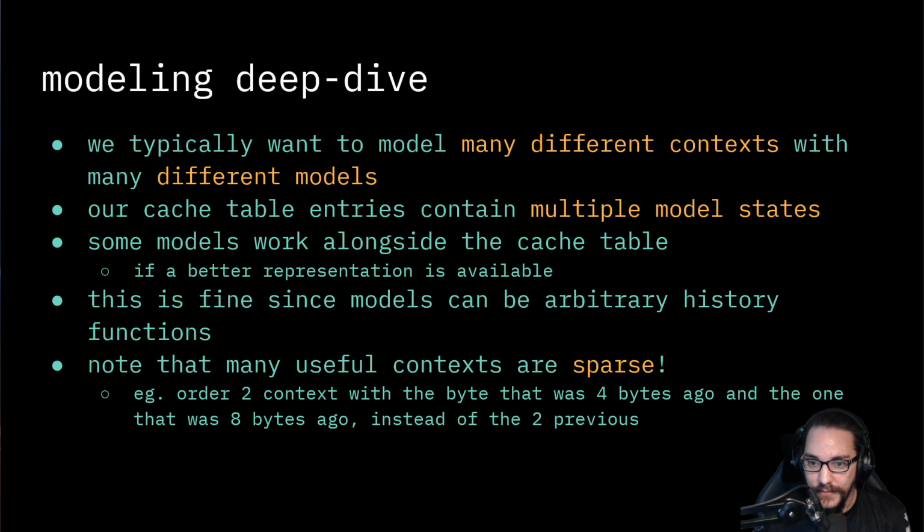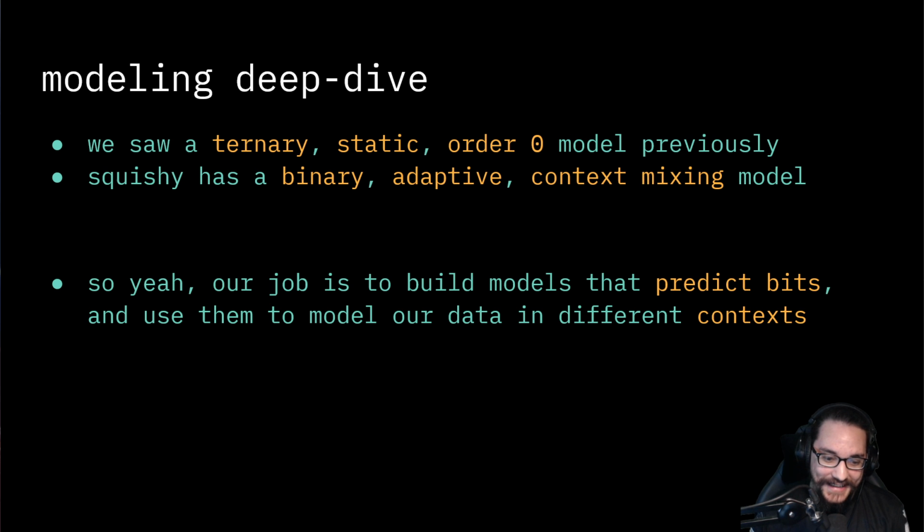But again, a thing to note is that a lot of the useful contexts are sparse. This is kind of an aside, but you can have an order 2 context that doesn't look at the previous 2 words, but it might look at 4 words ago and 8 words ago. And this is actually really good with binary data where things are aligned on 4 and 8 bytes. Then, for example, the byte that was 4 bytes ago and the byte that was 8 bytes ago might give you a better prediction than the 2 previous bytes. So these might be sparse, but anyway, that's just kind of a quick introduction into context. I know it might still be a bit confusing, but we got to move on.